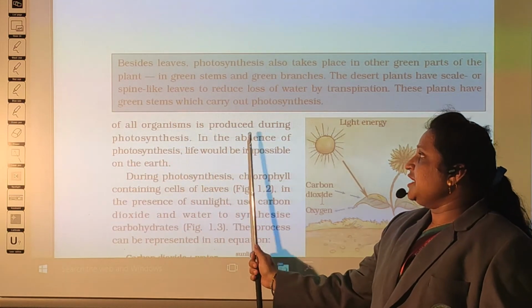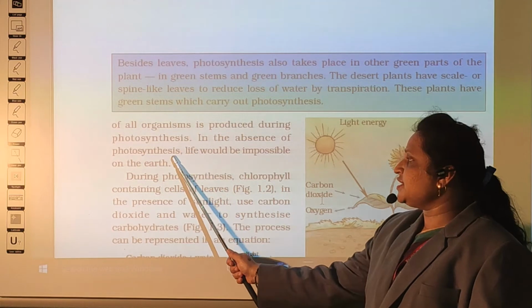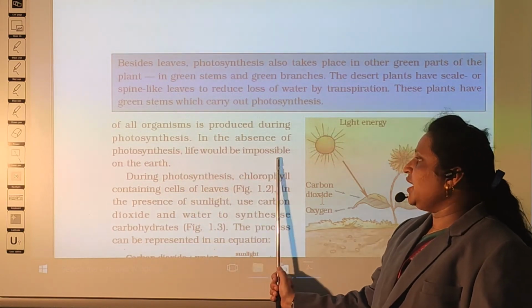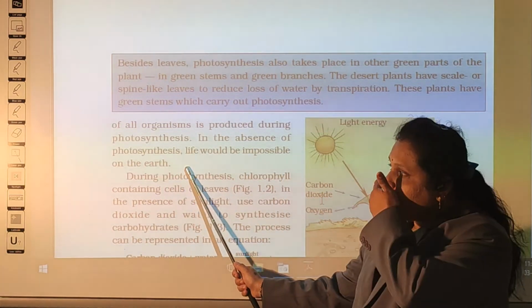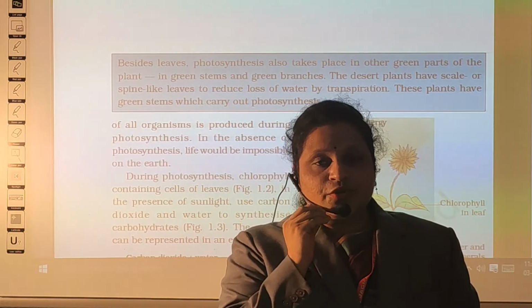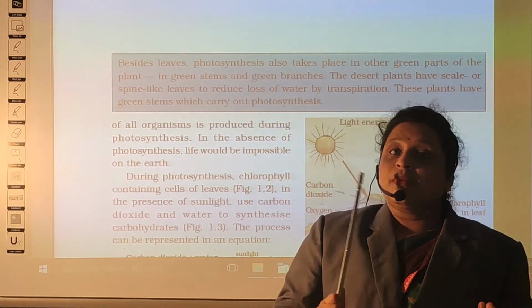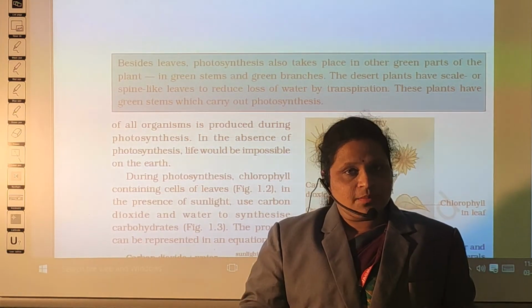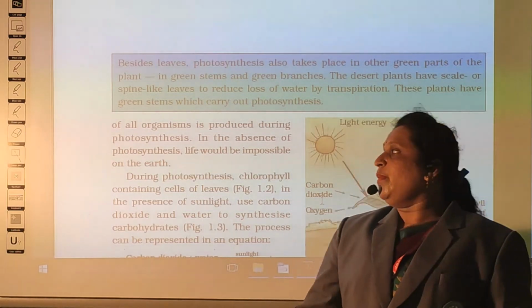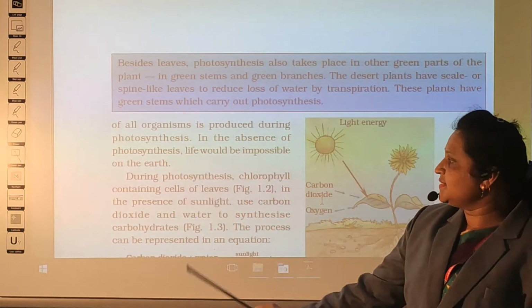All organic matter is produced during photosynthesis. In the absence of photosynthesis, life would be impossible on the earth. Because by the process of photosynthesis, we are getting vegetables and fruits, and even some carnivorous animals are dependent on the plants. So we can't imagine life without the process of photosynthesis.